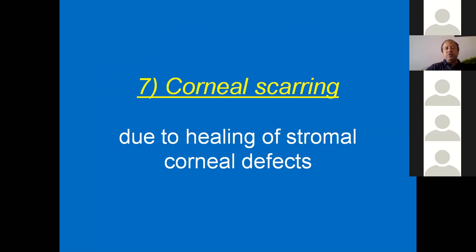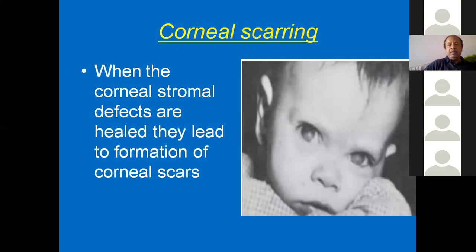Seventh stage is called corneal scarring. It is due to healing of stromal corneal defects. You can see this is the child with corneal scars in both eyes. So this is the seventh stage of corneal scarring.